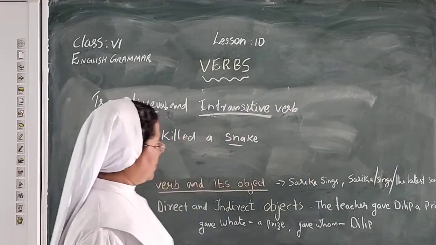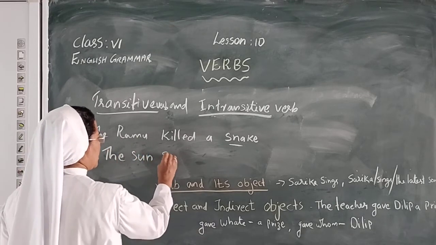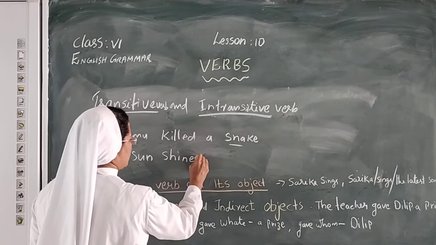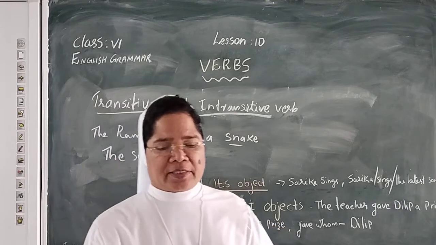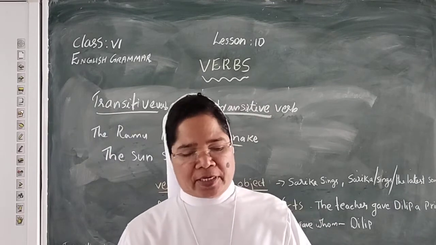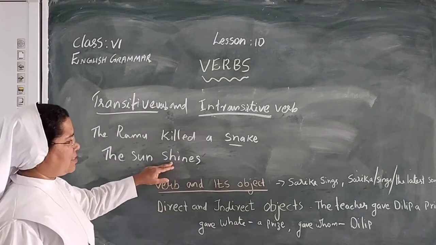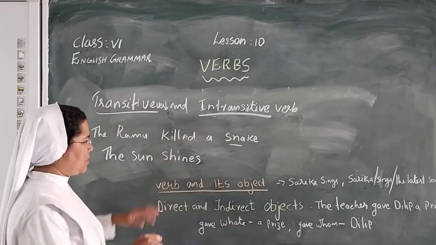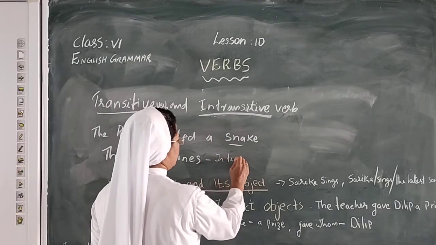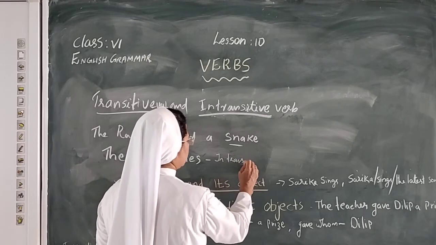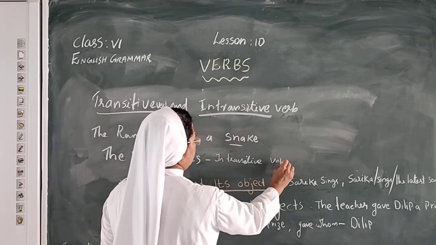But in an intransitive sentence, the sun shines. The sun shines. It is a simple sentence and there is no object. So we can say this sentence is an intransitive sentence. If there is no object, we can say that the sentence is intransitive. This is an intransitive verb.